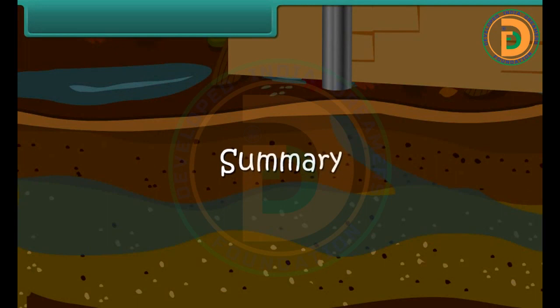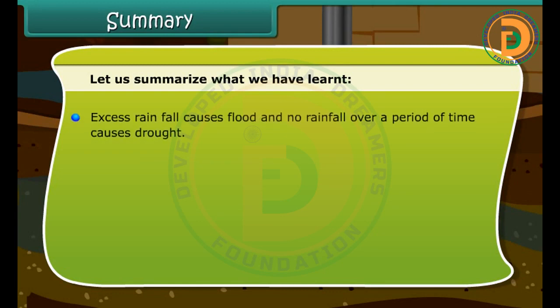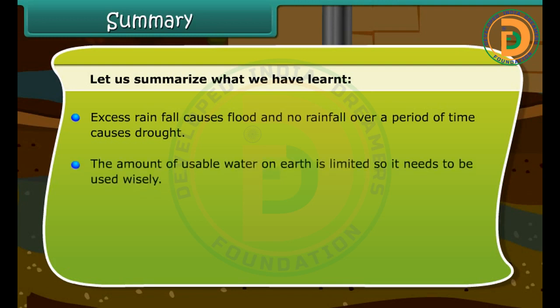Summary. Let us summarize what we have learned. Excess rainfall causes flood, and no rainfall over a period of time causes drought. The amount of usable water on Earth is limited, so it needs to be used wisely.